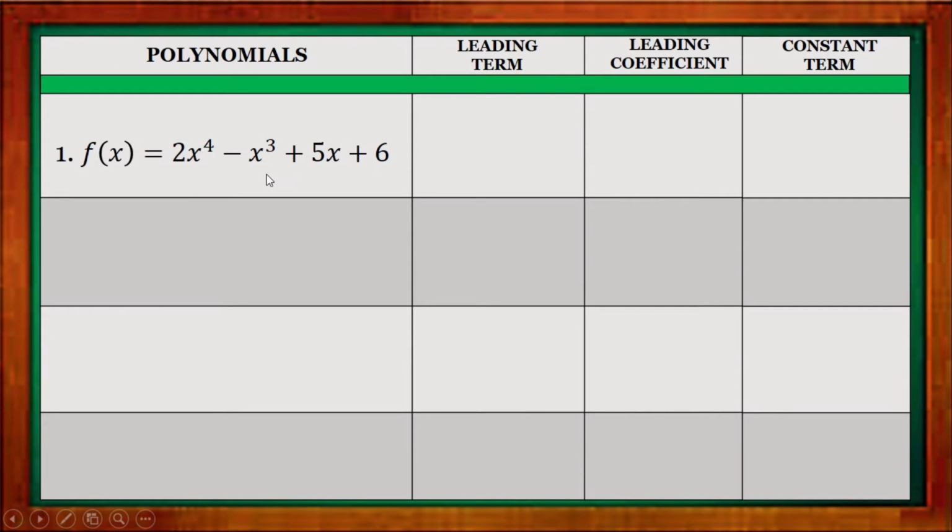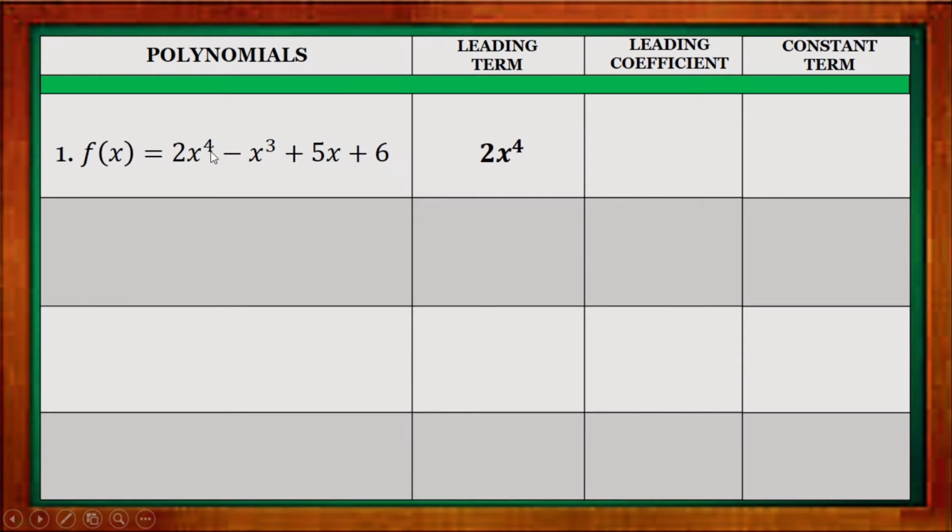And from this function, our leading term will be 2x raised to 4, since it is the term that has the highest exponent. So as you can see, the first term has the exponent 4, the second term has the exponent 3, the third term has the exponent 1, and the last term has the exponent of 0.